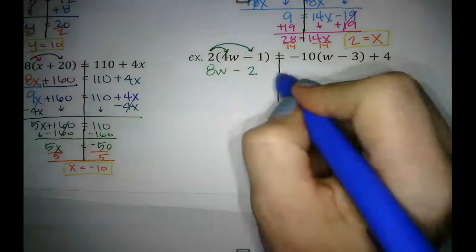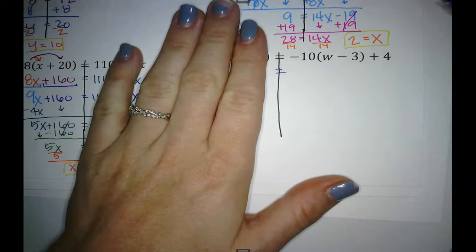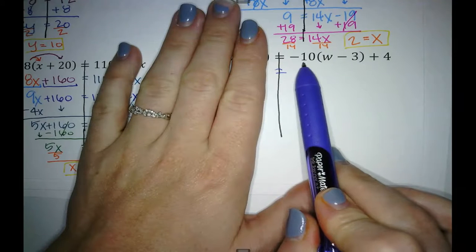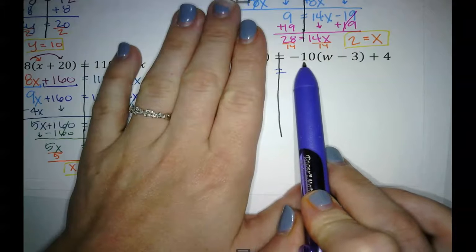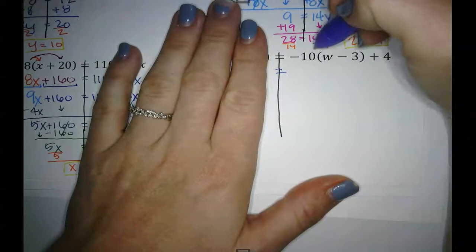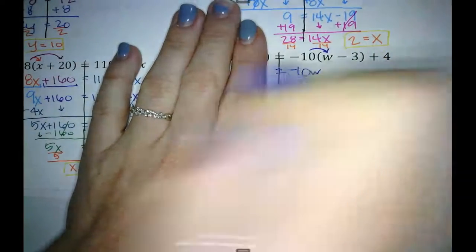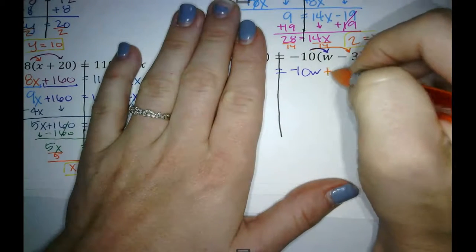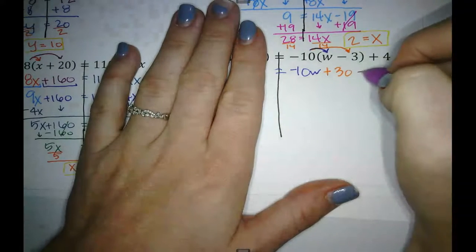All right, let's look at the other side of the equation. Is there something to distribute here? Yes, there is. We've got this parentheses with this negative 10 in front. That negative 10 travels with us. So I need to distribute that negative 10. Negative 10 times w gives me negative 10w. Negative 10 times negative 3 gives me a positive 30. And then we have this 4 hanging out here.